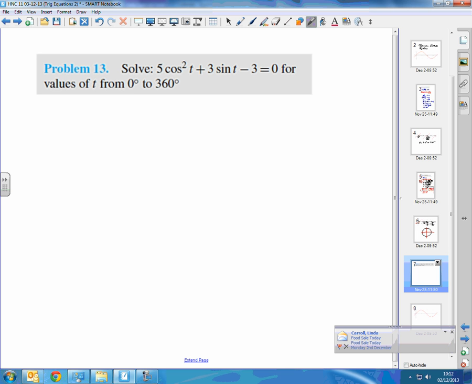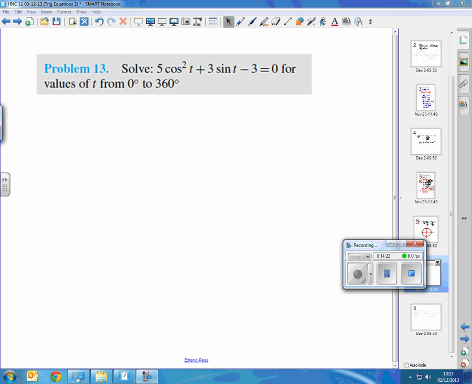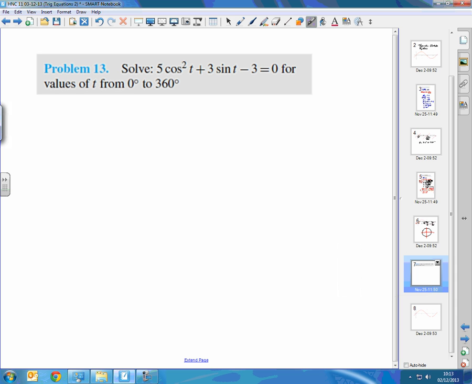Let's have a look at another problem. 5 cos squared t plus 3 sin t minus 3 equals 0. In problems like this, we have 2 separate trigonometric functions within our equation. So what we need to do is get them the same. We need to have either all sine functions or all cosine functions. And because we've got the cos squared term, then actually we'll use these identities.